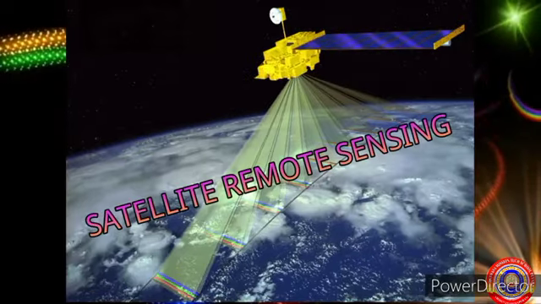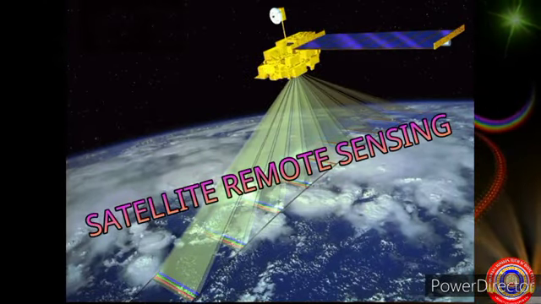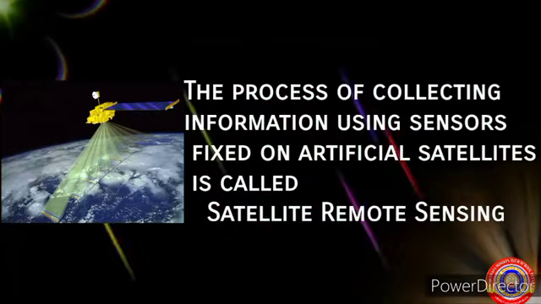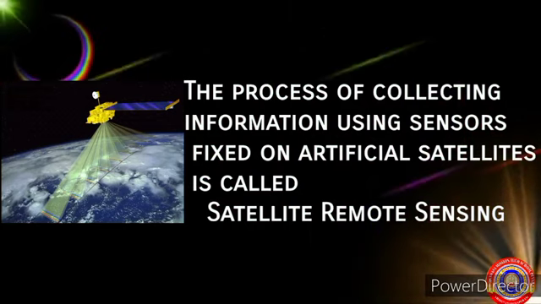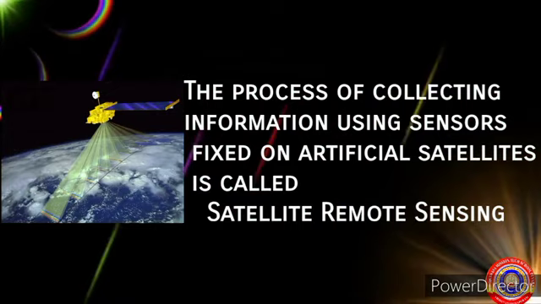Yes, correct. In the last class, we learned about aerial remote sensing. Today, we will study about satellite remote sensing. What is satellite remote sensing? Yes, the process of collecting information using sensors fixed on artificial satellites is called satellite remote sensing.